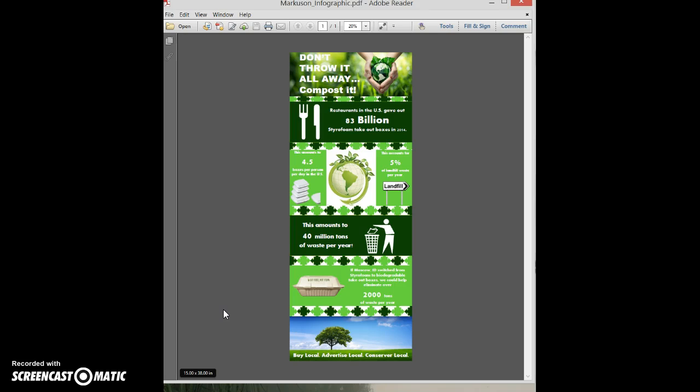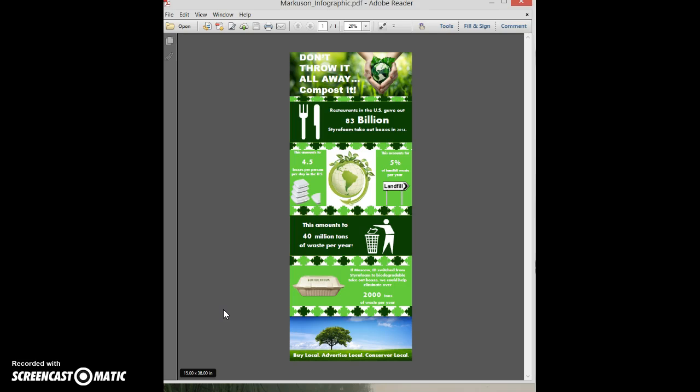I then generated the numbers of the amount of waste produced in landfills. This was 5% of total waste. And the amount of to-go boxes that we throw out amount to 40 million tons of waste per year, and that is 2,000 tons of waste per year in Moscow, Idaho alone.